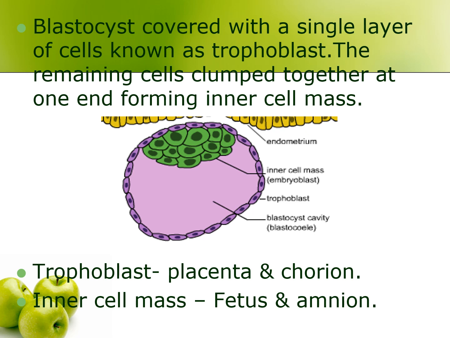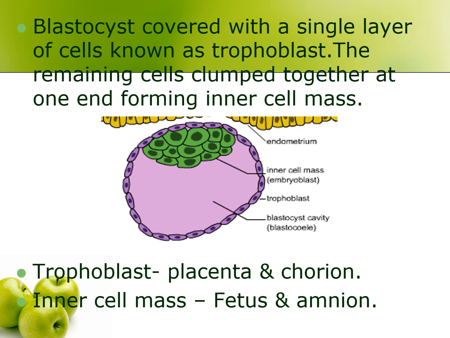The blastocyst is covered by a single layer of cells known as trophoblast. The remaining cells clump together at one end and form the inner cell mass. Already I have drawn the previous picture. See, here the cells are clumped together. Later this will form the inner cell mass, and this outer covering of the blastocyst, this single layer, is known as the trophoblast.